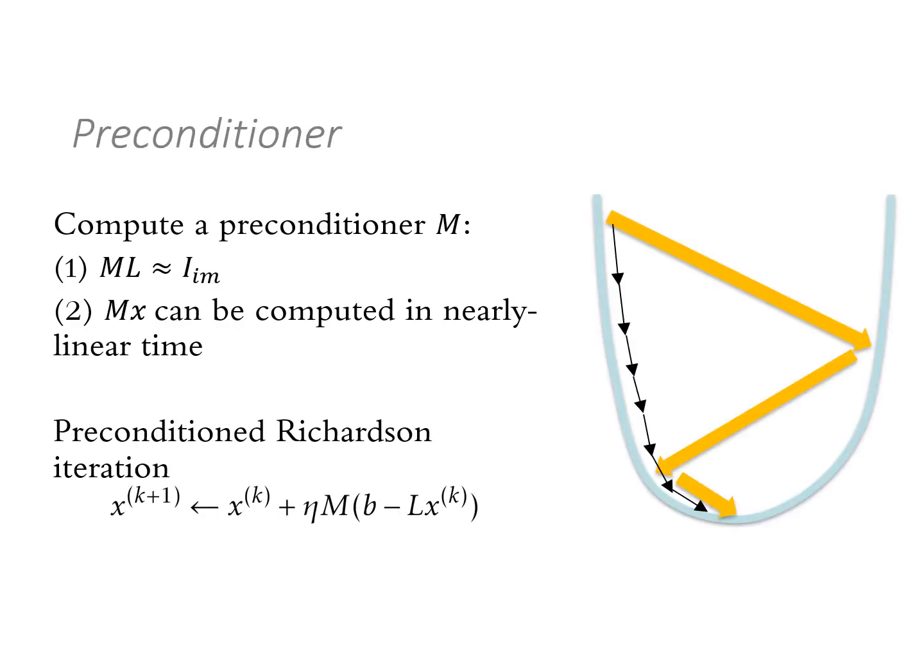Using traditional numerical methods like Richardson iteration directly will lead to heavy dependence on the condition number. To get a more efficient solver, we need a good preconditioner M. Firstly, of course, M needs to approximate the pseudo-inverse of L. Secondly, we need to compute M times an arbitrary vector x within nearly linear time. Then we can use preconditioned Richardson iteration to solve our problem.